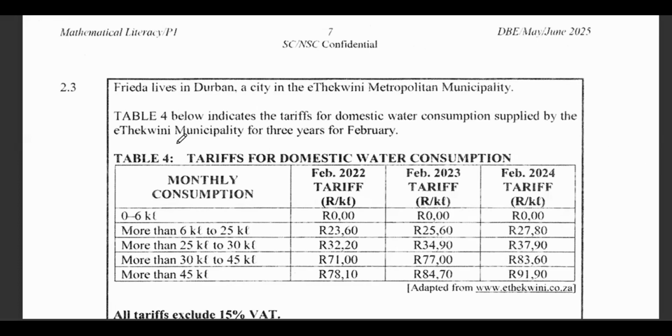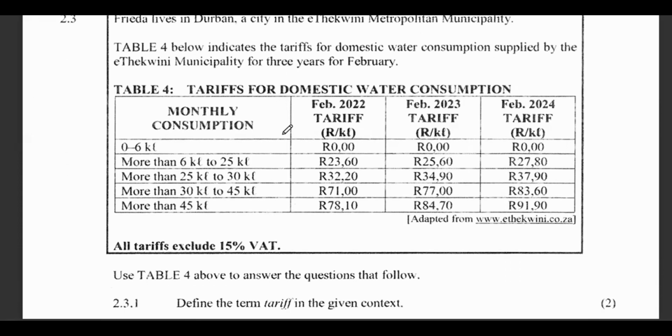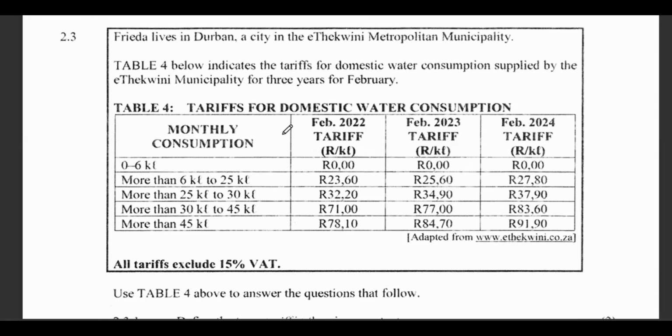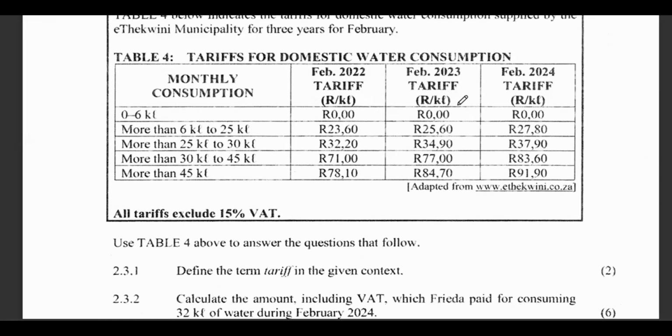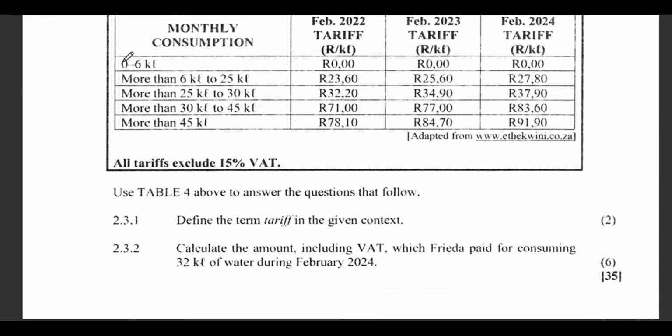So 2.3. Someone lives in Durban, a city in eThekwini municipality. Table 4 below indicates the tariffs for domestic water consumption supplied by the eThekwini municipality for 3 years for February. They're telling you these are the tariffs that we have here. We have the first one 0 to 6, 6 to 25, 25 to 30, 30 to 45, and more than 45. Take note, all tariffs exclude VAT.